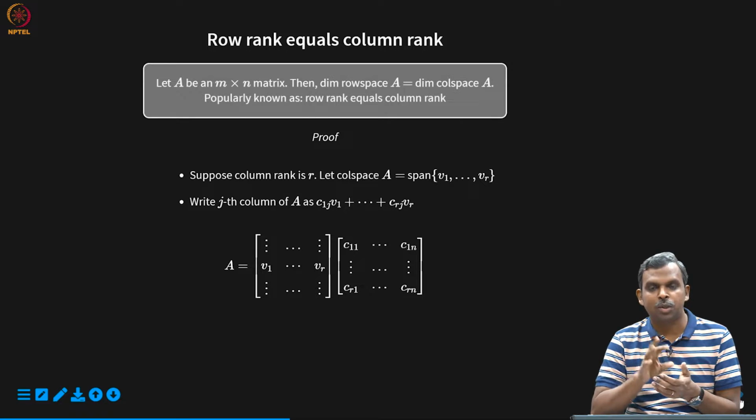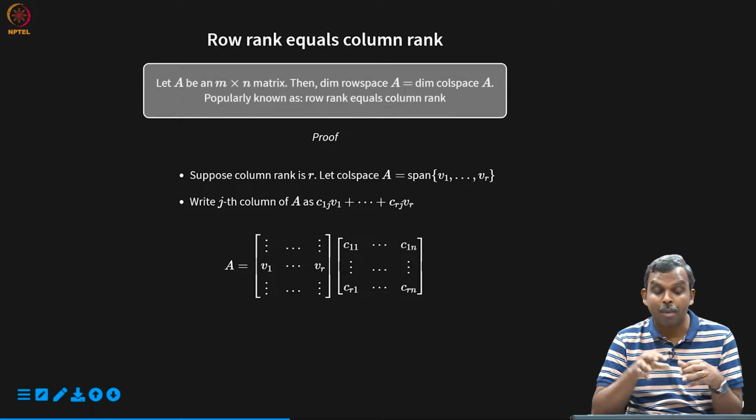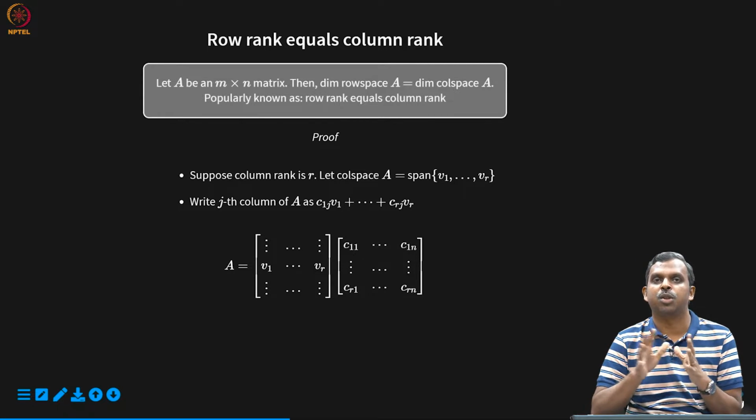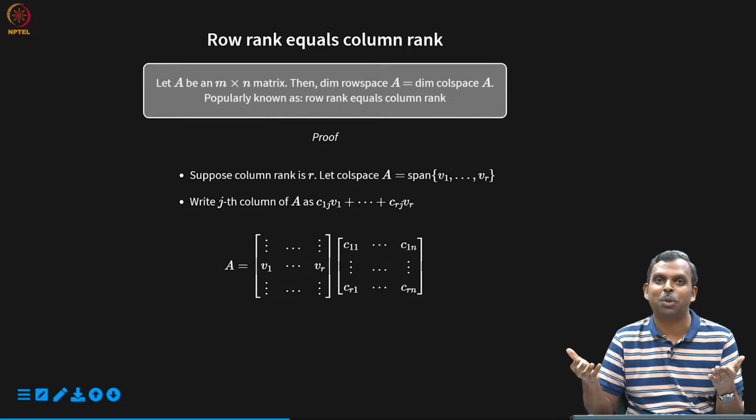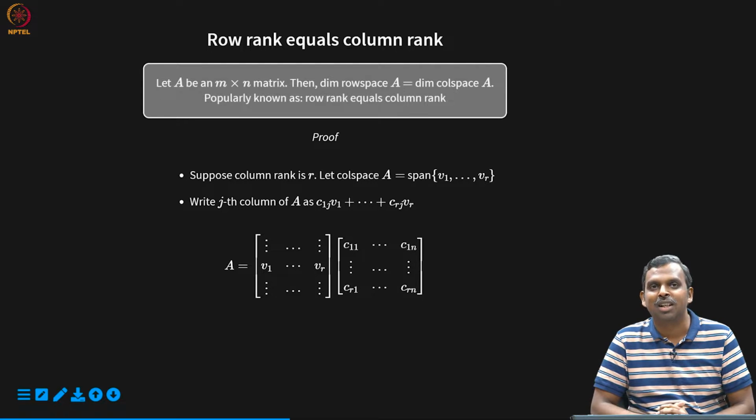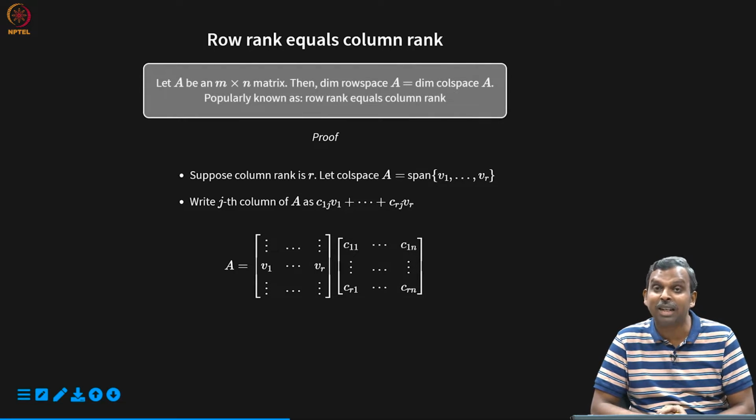Okay, so once I do that, it turns out I'm done. For an arbitrary matrix, if I show row rank is less than or equal to column rank, I have also shown that row rank has to be equal to column rank. You'll see why that comes out. Maybe it's a bit surprising, but let me keep the suspense for a little while. So let's begin by showing row rank is less than or equal to column rank.